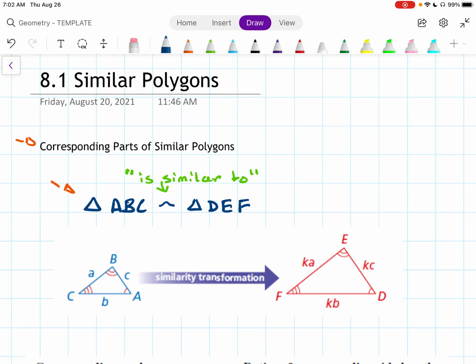We've got some different symbols. We have the equal sign, we have the congruent sign, we have the similar to sign. And I think there's more, but those are the three that I can remember right now.